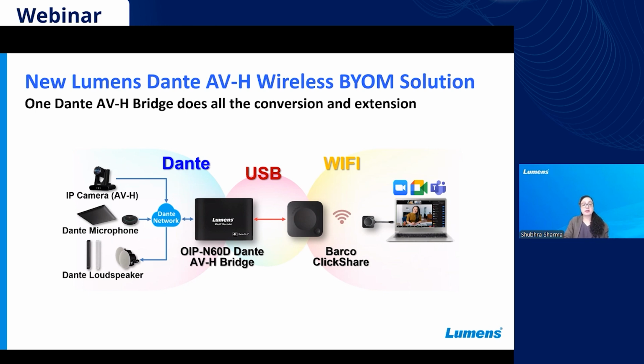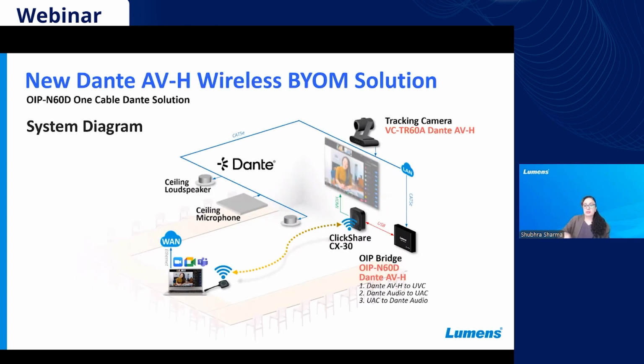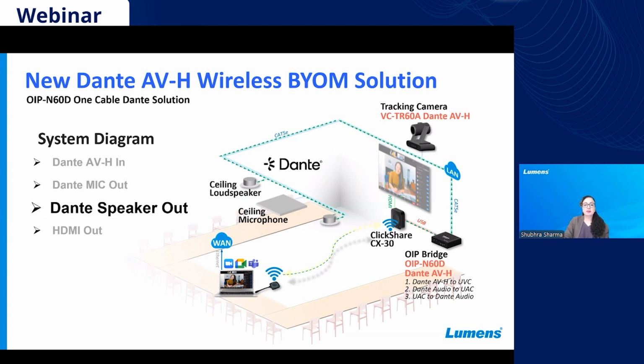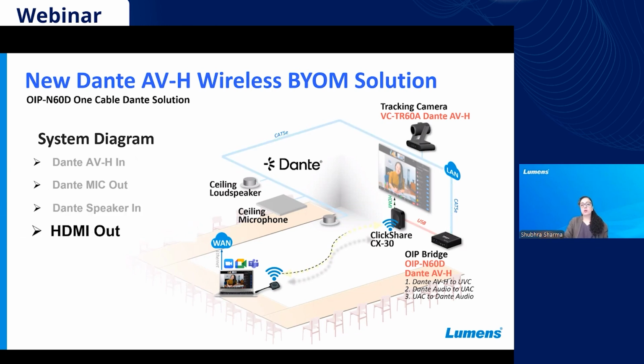So as it's written clearly, one Dante AV-H bridge does all the conversion and extensions. Here is the example of how they have shown you the schematic. You have a wireless presenter going to ClickShare, Dante AV-H, Dante mic in. And that's how. Even if you're using a wireless presenter, the same box can also be used with the ClickShare as well, or any wireless presenter, basically.